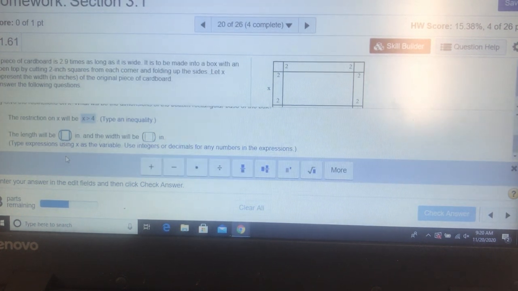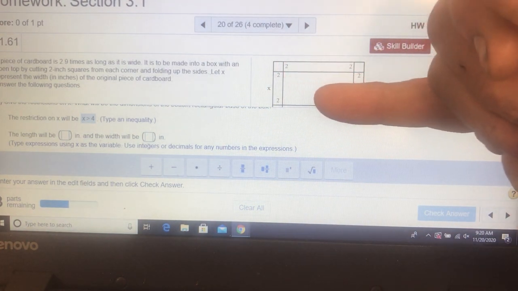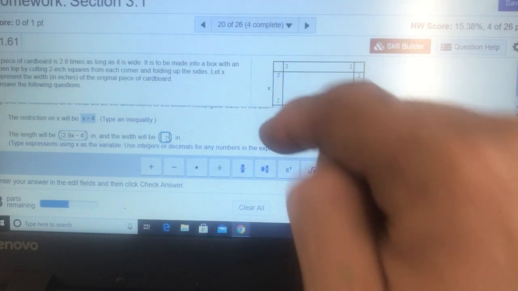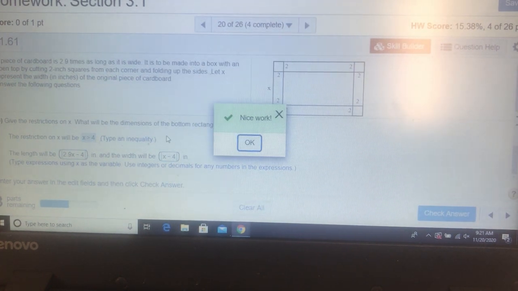All right. And so now the length of the box. Here's my picture. I'm going to go back on there. This thing kind of split up on us now. But the length and the width. The length, we said a while ago, is 2.9x. But we got to subtract off 2 from each side of the length. So it's going to be 2.9x minus 4. Which means the width here, which is x, the width of the box is going to be x minus 4. There you go. Does that make sense?